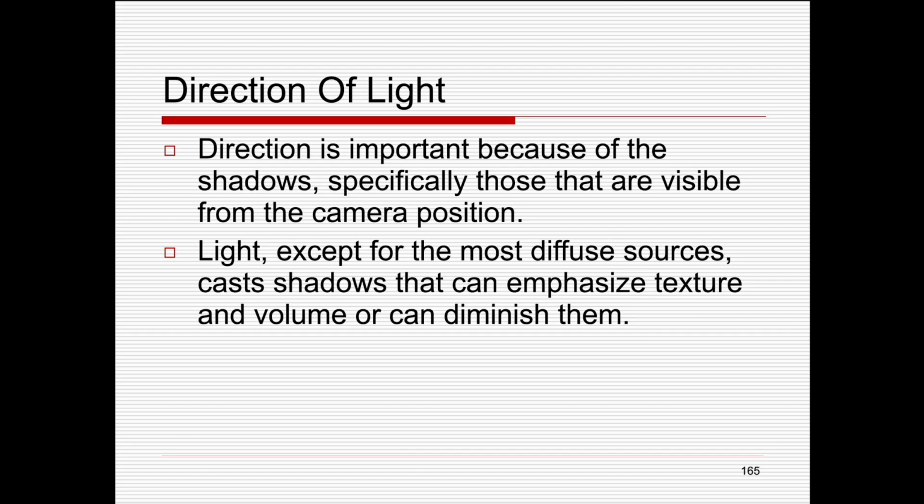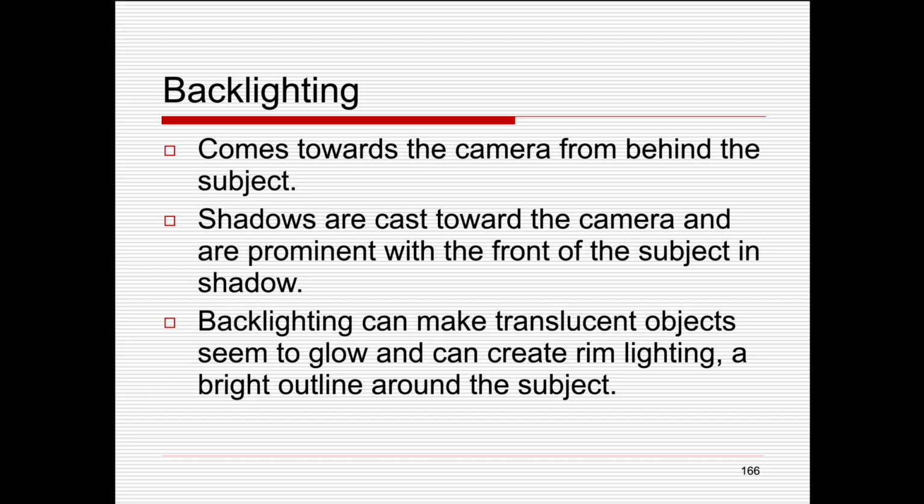Direction of light is important because of the shadows, specifically those shadows that are visible from your camera's position. Light, except for the most diffuse sources, casts shadows that will emphasize texture and volume or diminish them. Backlighting comes towards the camera from behind the subject. Shadows are cast toward the camera and are prominent with the front of the subject in shadow. Backlighting can make translucent objects seem to glow and can create rim lighting, a bright outline around the subject.